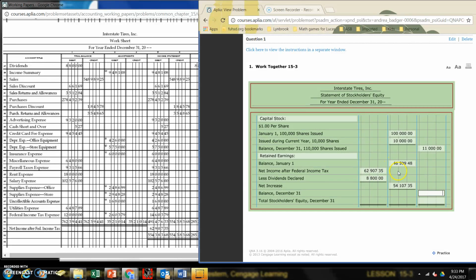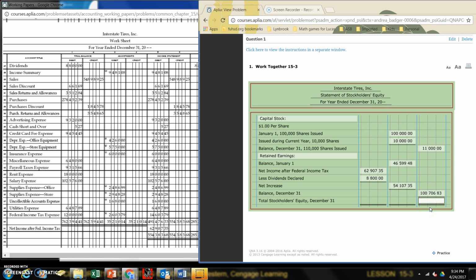Well, I take my beginning balance, I add my net increase, and that'll give me my ending balance. So to the $54,107.35, I will add the beginning balance of $46,599.48. Should get $100,706.83. And I hope this is right. We're going to check the answer in a minute.